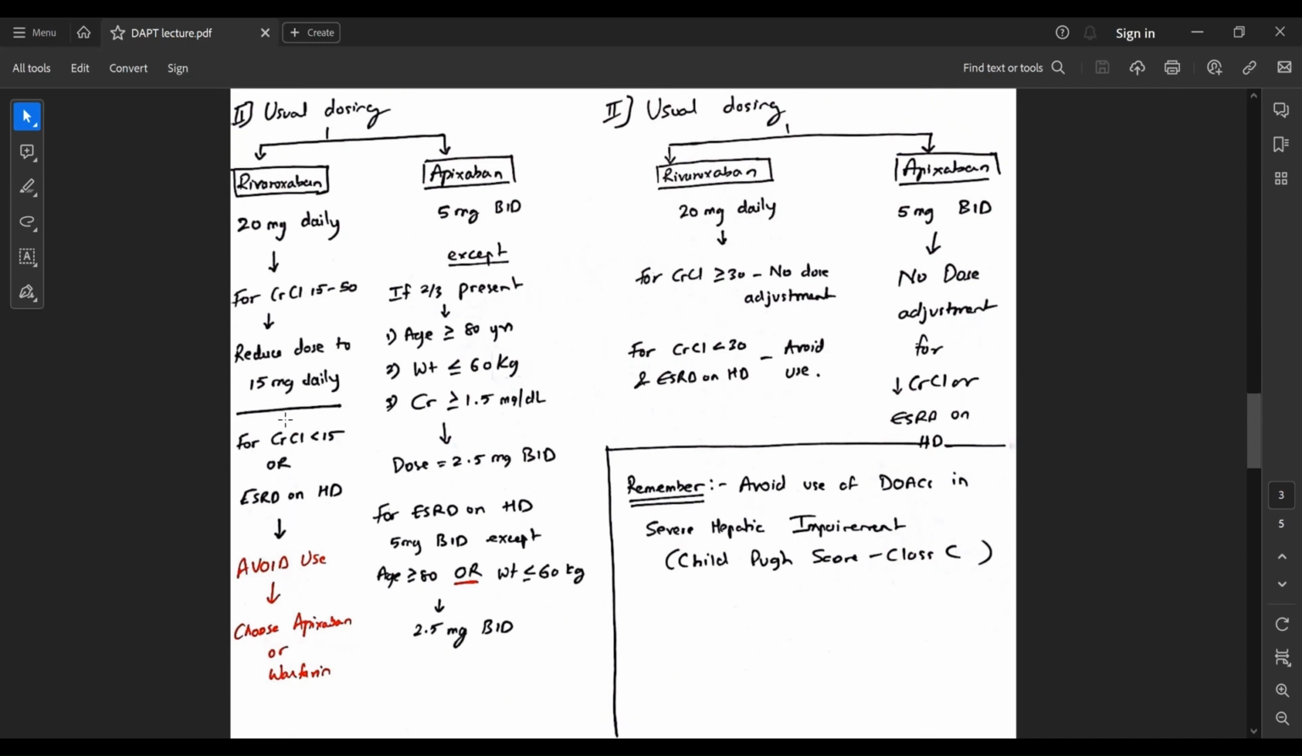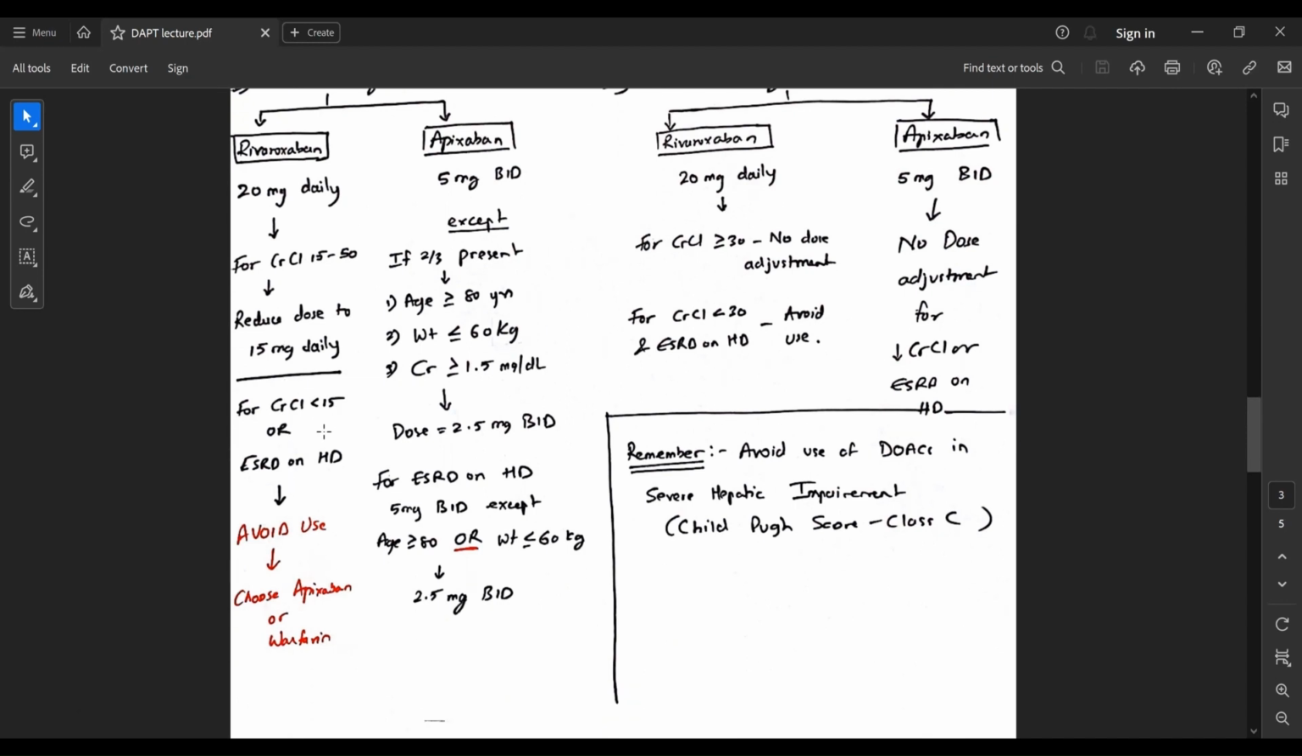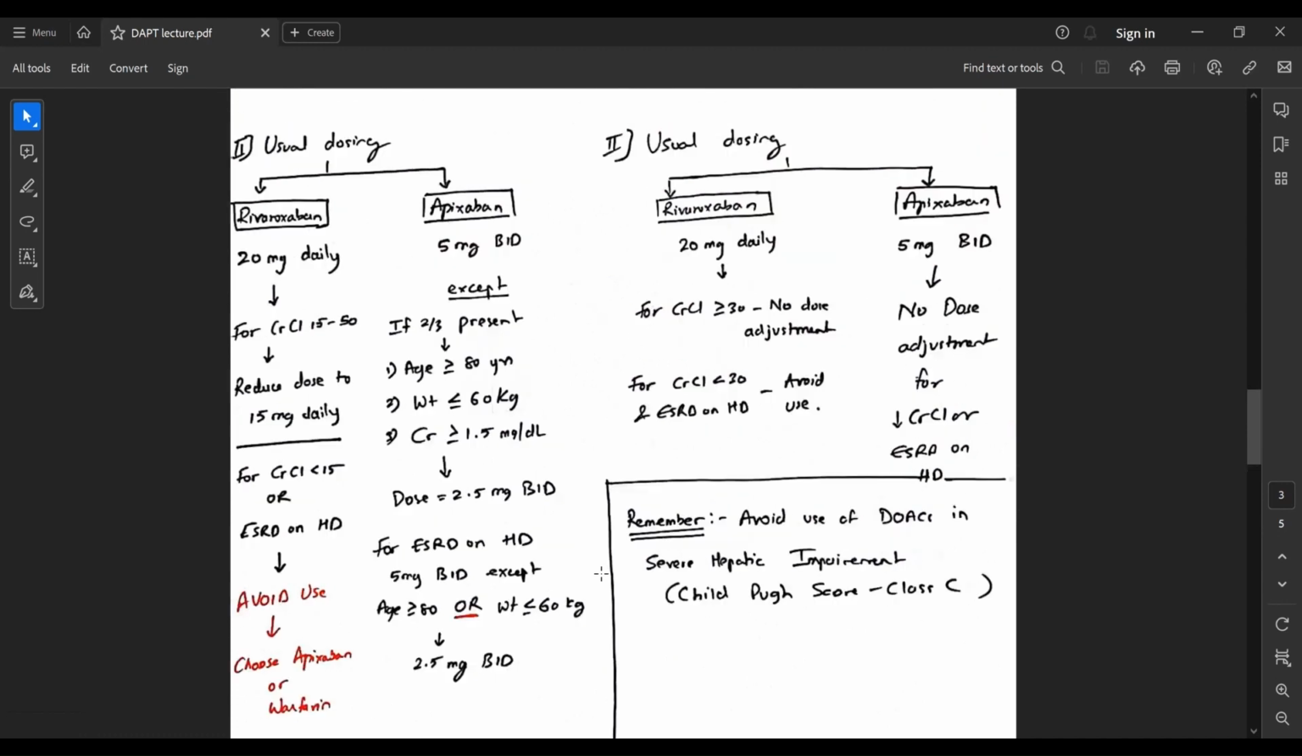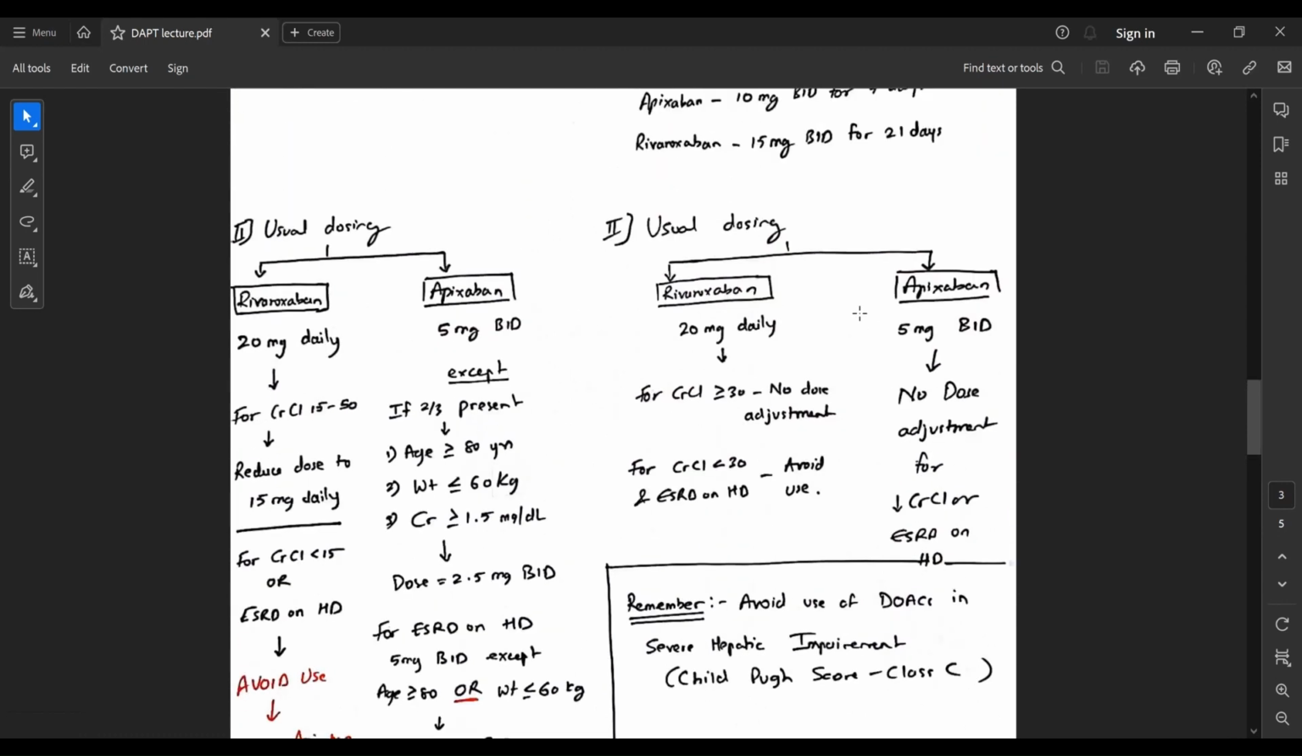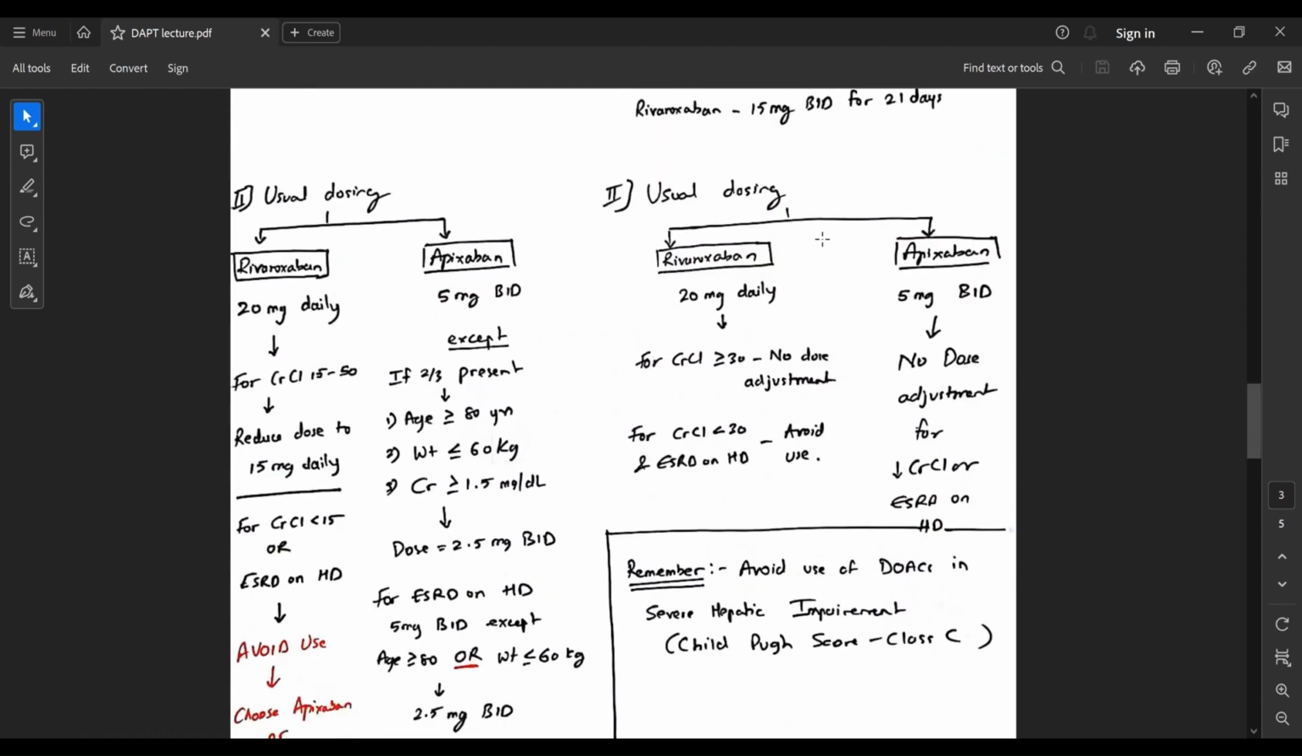For rivaroxaban, if the creatinine clearance is less than 15, or in case of ESRD patients on hemodialysis, we do not use rivaroxaban, and you can choose to use apixaban or warfarin. When it comes to venous thromboembolism, that is DVT or PE, the rivaroxaban usual dose is 20 milligram daily, and apixaban usual dose is 5 milligram BID. No dosage adjustment is needed for elevated creatinine in case of venous thromboembolism.